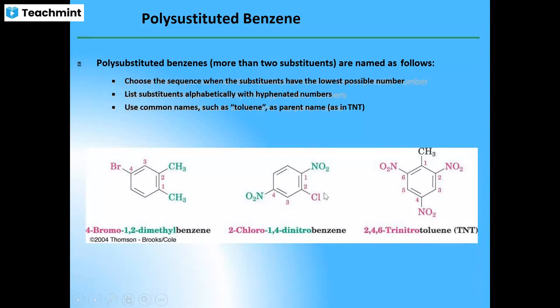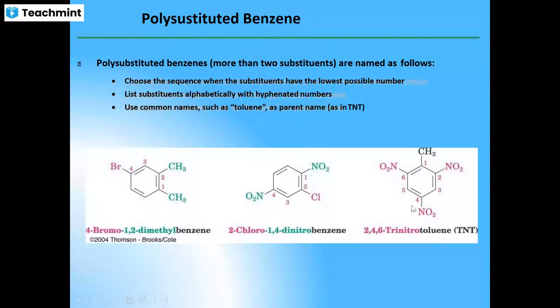In this case, again we think about the substituents. List alphabetically, so chlorine will come first. Chlorine is present at the second position, so 2-chloro. Then again a dash, this is very important. After 2, dash, the prefix chloro, then again a dash, and the positions of the nitro groups. The two nitro groups are present at the first and fourth positions, so 2-chloro-1,4-dinitrobenzene is the name of this compound.